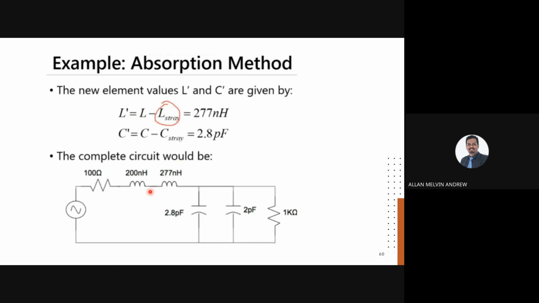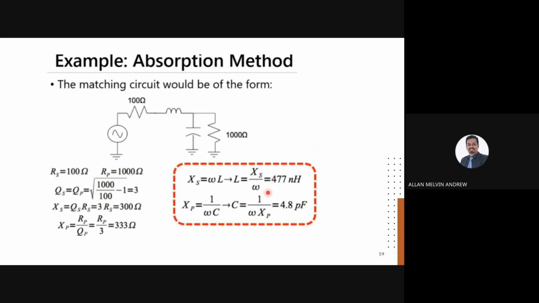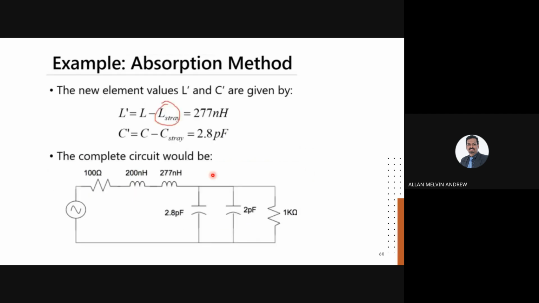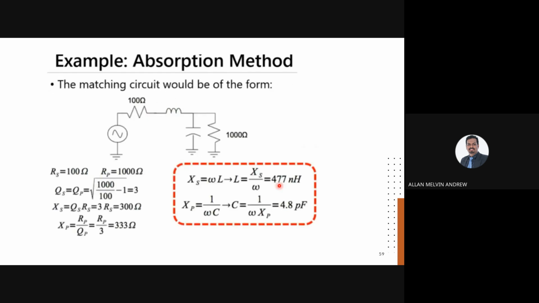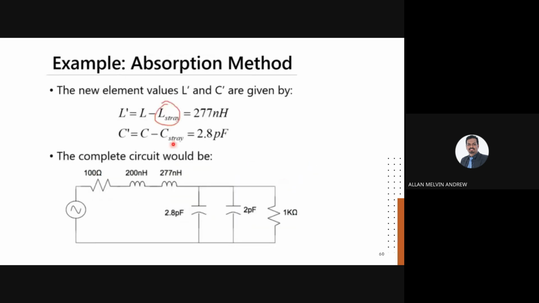Okay, so earlier we saw the total number of excess is 477. Here we divide it into two. So the first part is 200, the second part is 277. So you combine together, you get 477. Okay, so what you do, you create a new element, you make it into two parts. And the capacitor also you do the same.